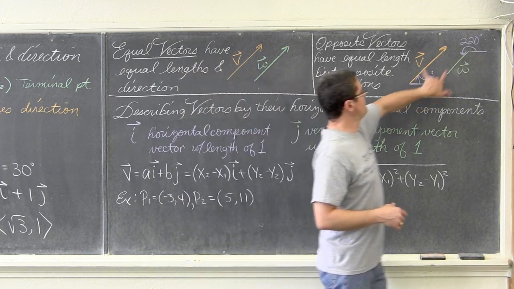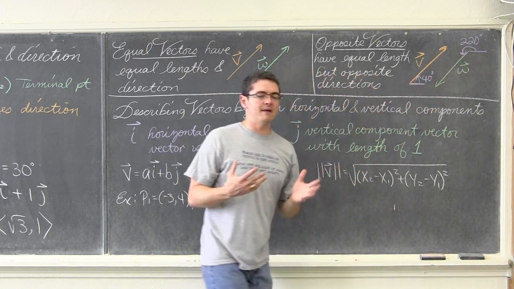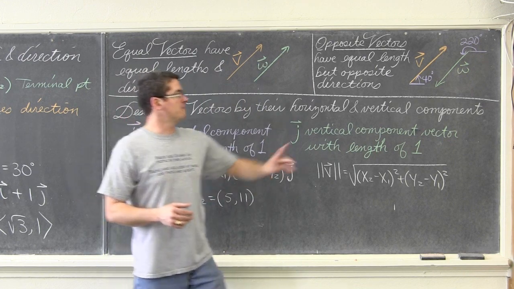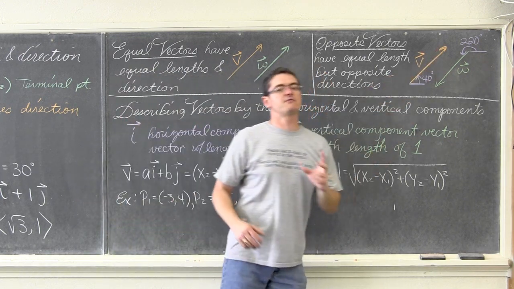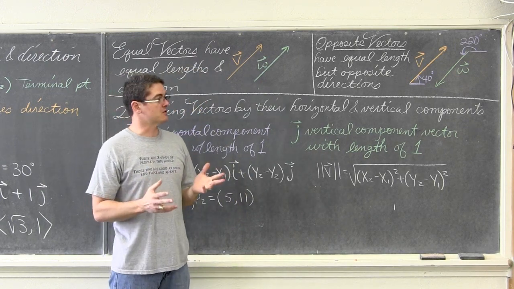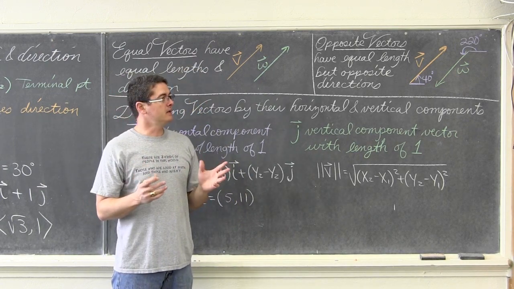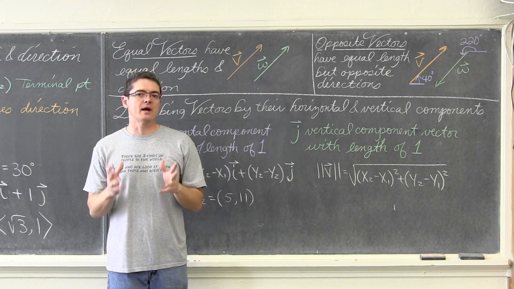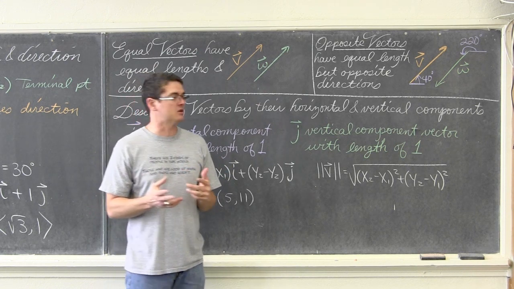So I've got two vectors drawn. They are going in the same direction. If you were to look at the initial and terminal points and find slope, you would get the same slope for both of those vectors. They're parallel. But again, that's not how we describe the direction of vectors. We describe it with rotation.